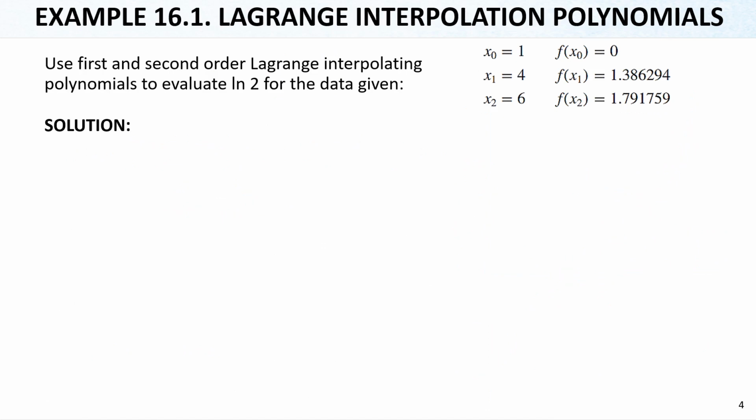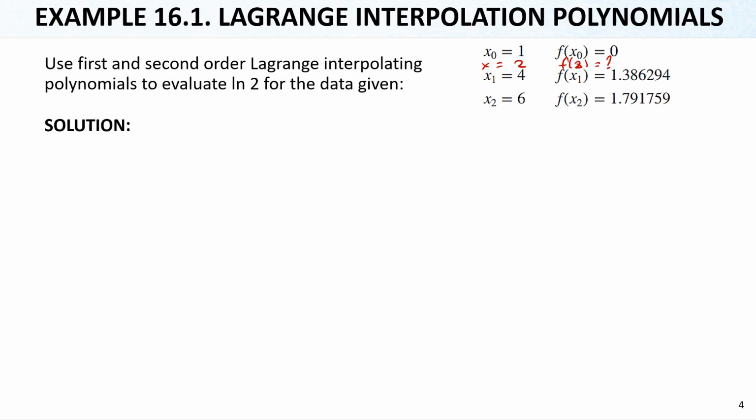We will solve an example to see how the Lagrange interpolation polynomials can be used for interpolation. Here on the right-hand side we have data with three x values and their function values. We want to use second-order and also first-order Lagrange interpolation polynomials. These data are coming from the ln function, the natural logarithm. And we want to find ln 2. So x will be 2, and we want to find the result of it.